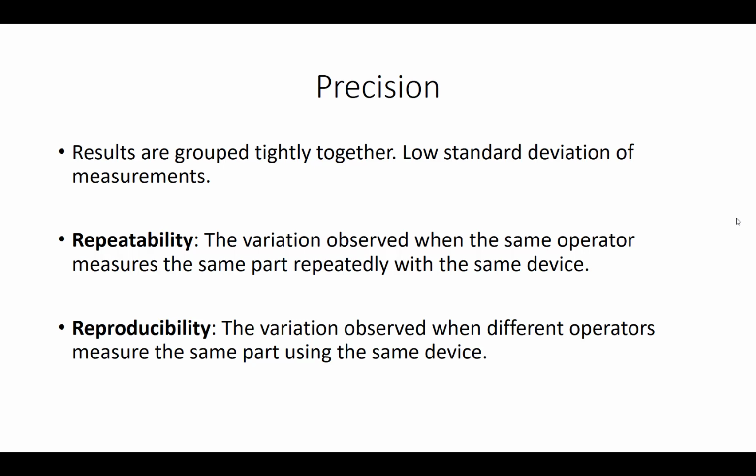Reproducibility is different operators using the same measuring device, measuring the same part. So I use a ruler to measure the length of something, and then I give you the exact same ruler, the exact same thing to measure, and you get the same result. These are both used when we do a gauge R&R. We won't be doing that in this course, but you might run into that in the future. A gauge R&R is a repeatability and reproducibility exercise.